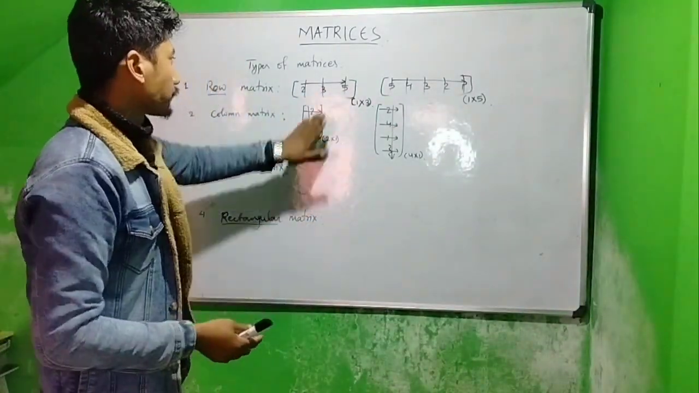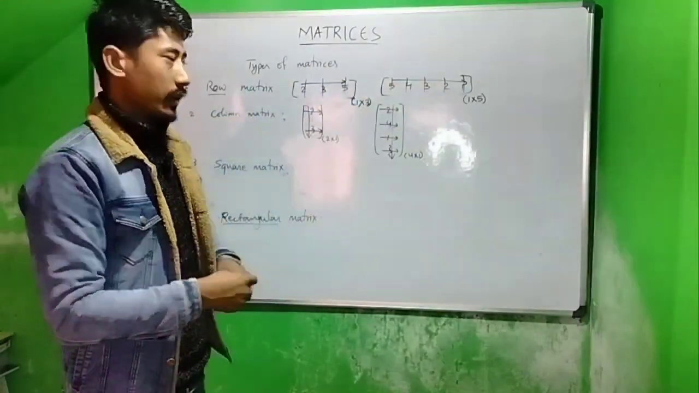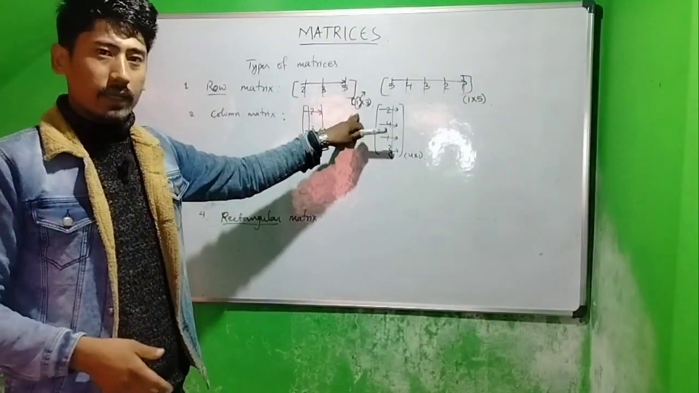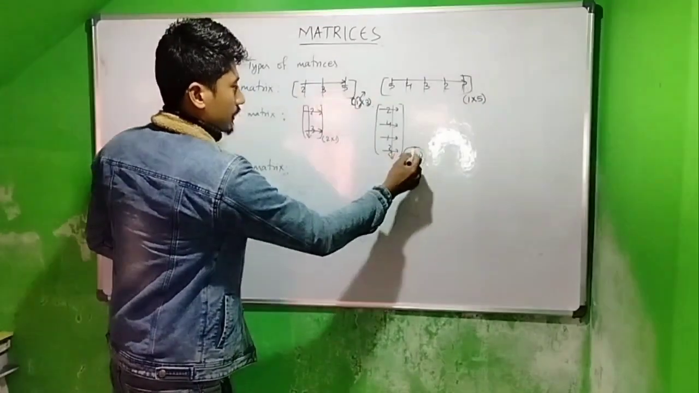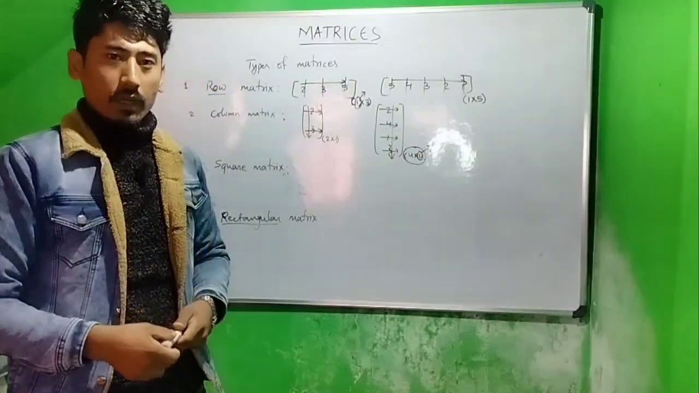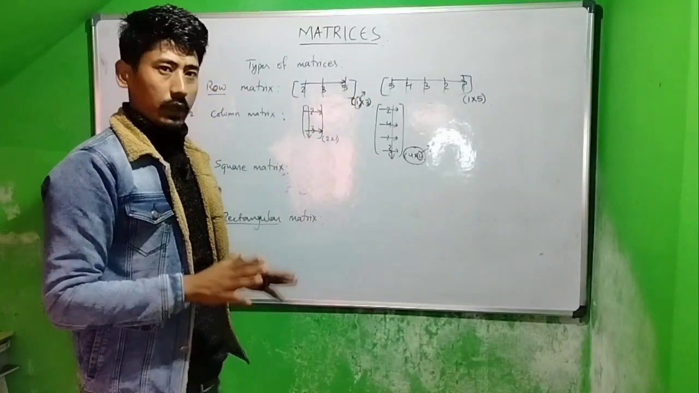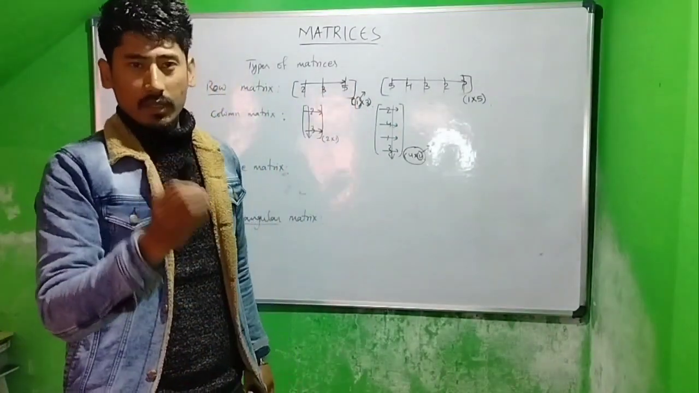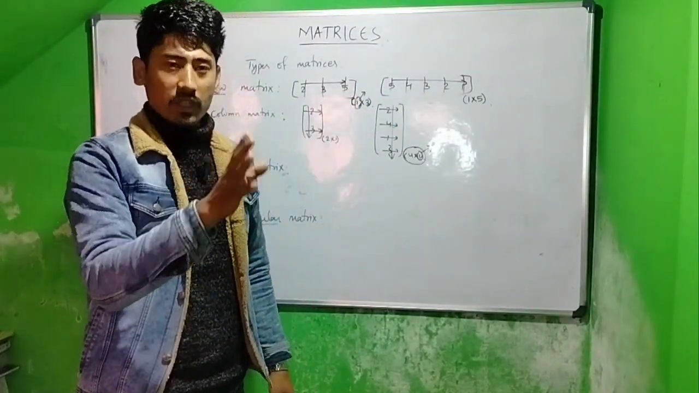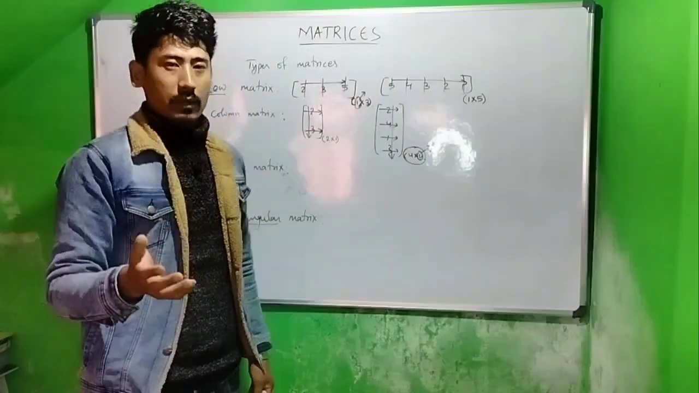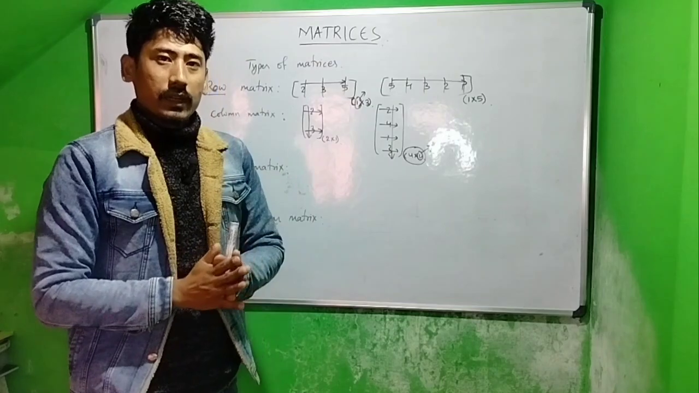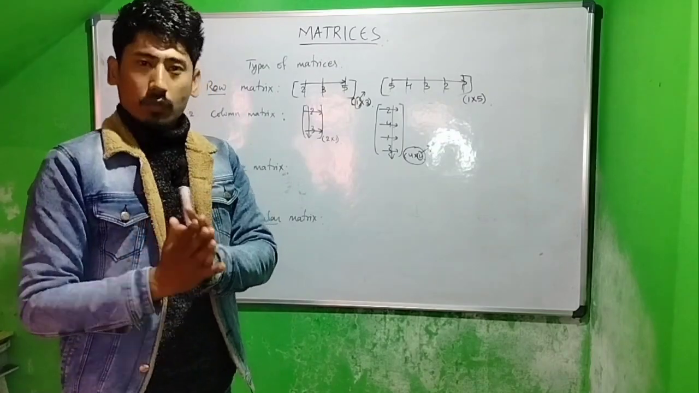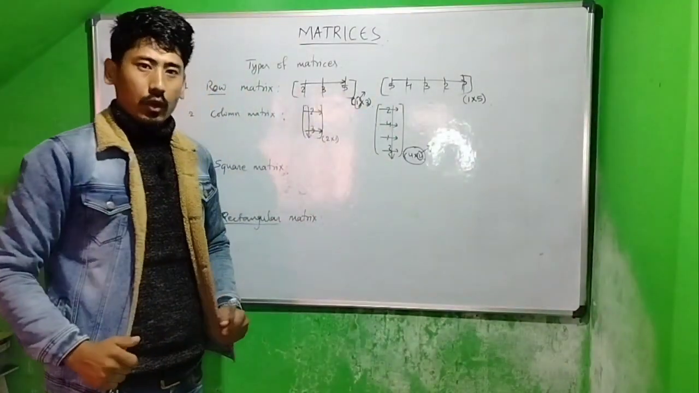That conclusion is, if there is a row matrix, then the first part of the order always equals 1. And if it is a column matrix, then the second part of the order becomes 1. So if only the order of a matrix is given to you in your examination and you have to identify whether it is a row matrix or column matrix, then just look at the first part. If the first part is 1 and the second part of the order is not equal to 1, then that is a row matrix. And similarly, if the second part of the order is 1, then the matrix is a column matrix.